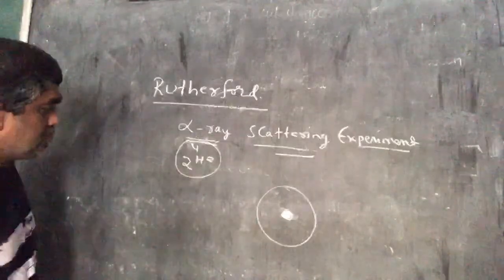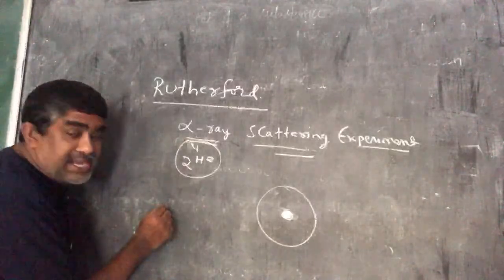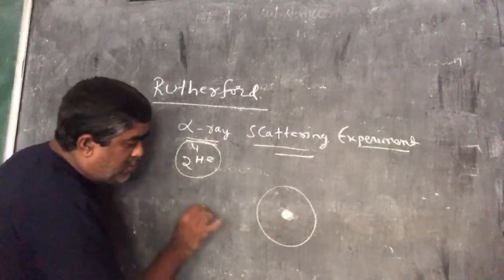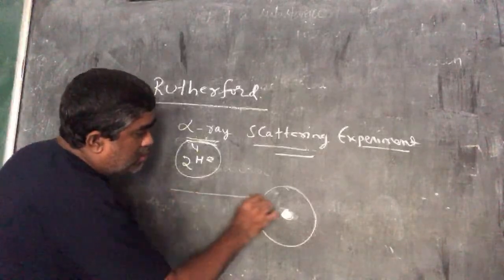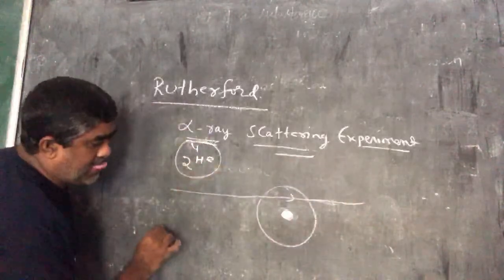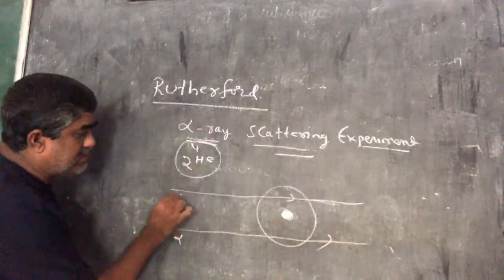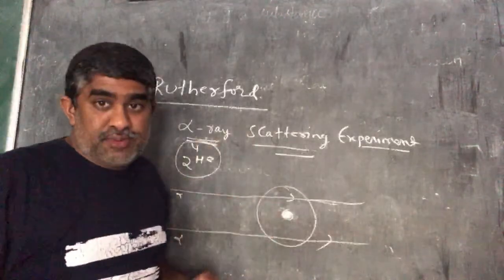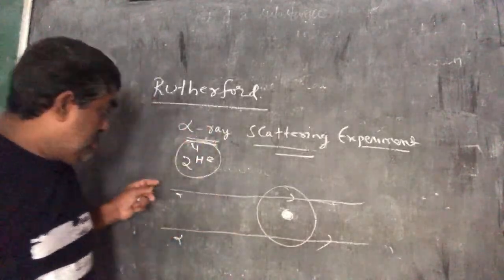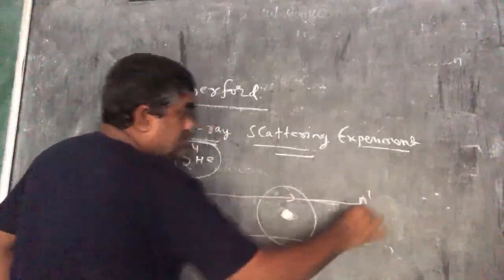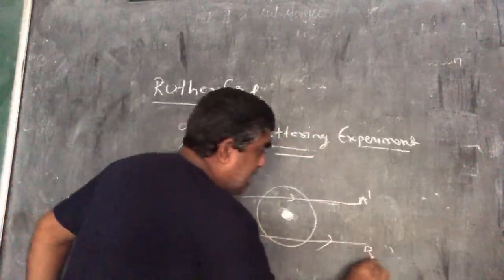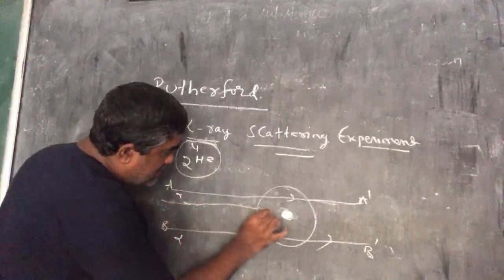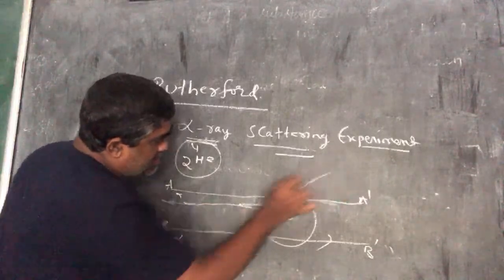Now he sent the alpha particle rays onto the gold foil, and he observed that the alpha particle went away. This is alpha particle. He made a lot of experiments. He sent the alpha particle through this atom, the gold foil. In this direction, A dash, it went straight away. B dash, it went straight away. Now he sent the alpha particle, then it's deviated like this.